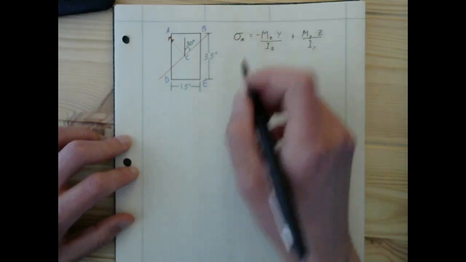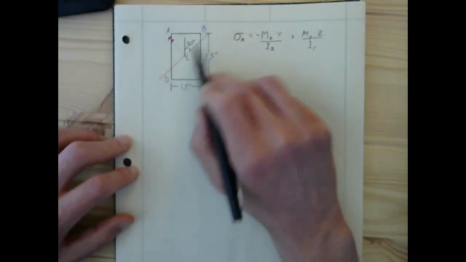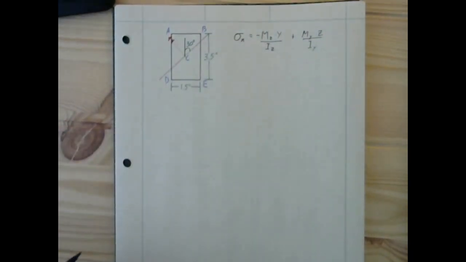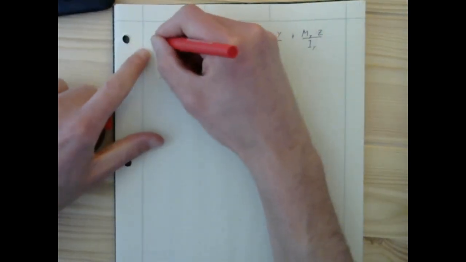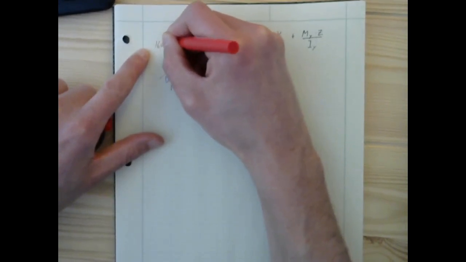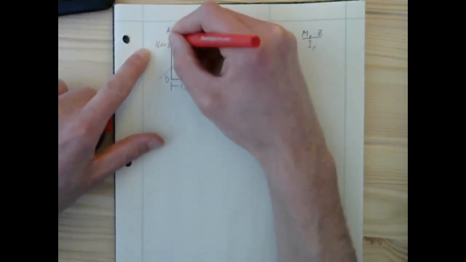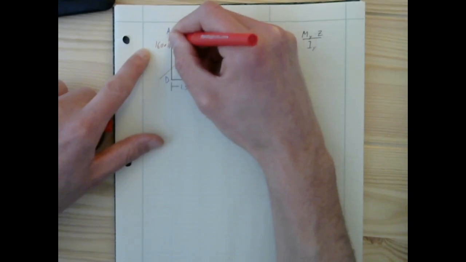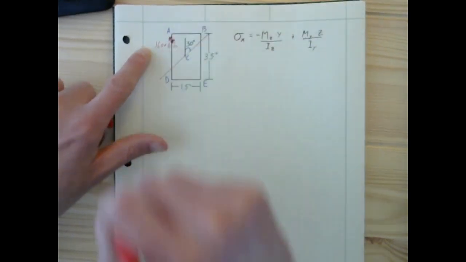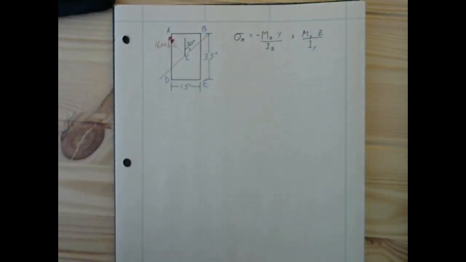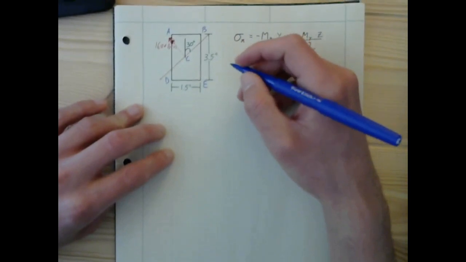So we can easily break down this moment. I didn't write down how big the moment is. It's 1600 pound-inches, and the angle is 30 degrees. So let's break these down. It's color-coded again.